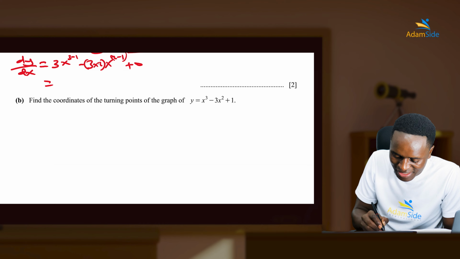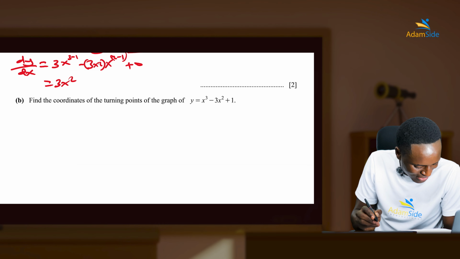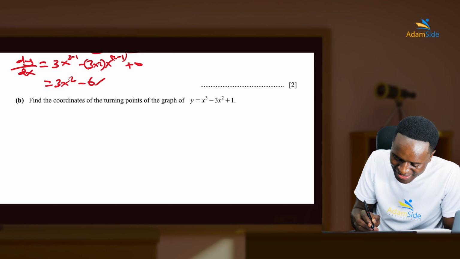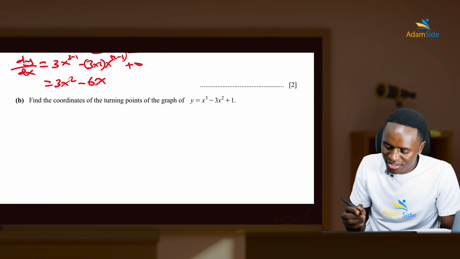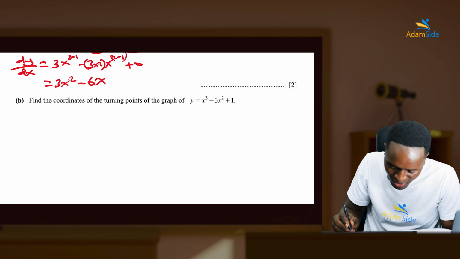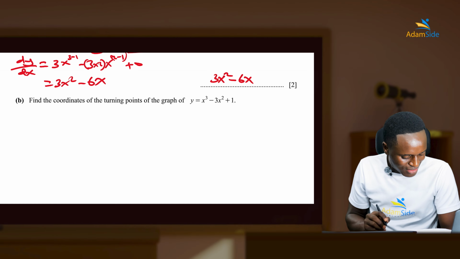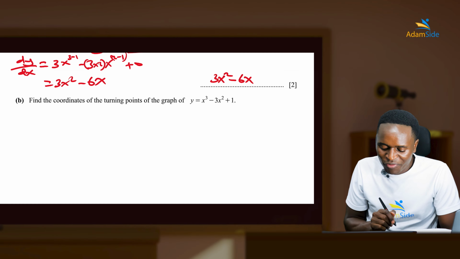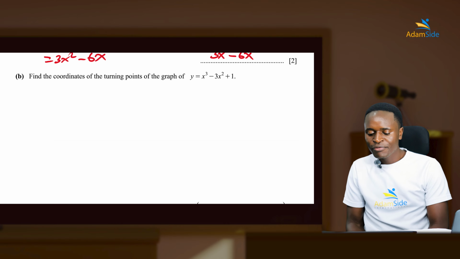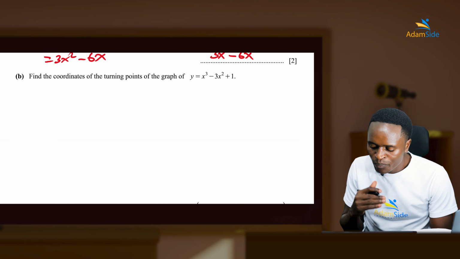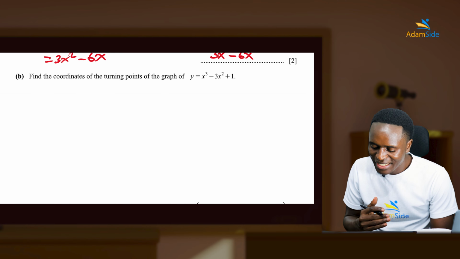If you differentiate that, you say 3x power 2 minus 6x. That's what we get. So our answer will be 3x squared minus 6x. That's what we get. Question B. Find the coordinate of the turning point of the graph of y is equal to x cubed minus 3x squared plus 1.